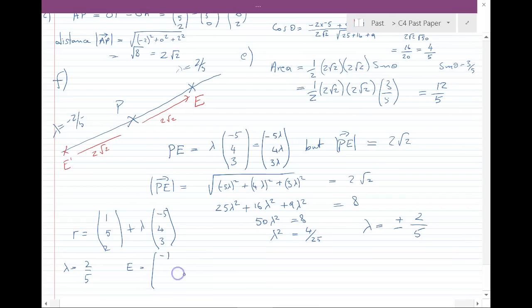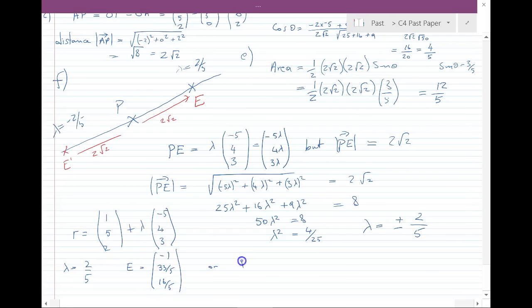Let's write that properly. Then 2/5 times 3, that's 6 over 5. Plus 2, 2 is 10 over 5, so that's 16 over 5. That's one of the possible ones.